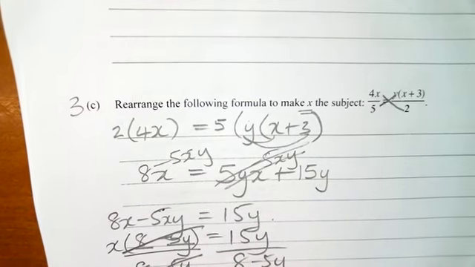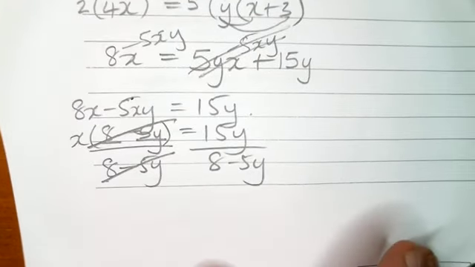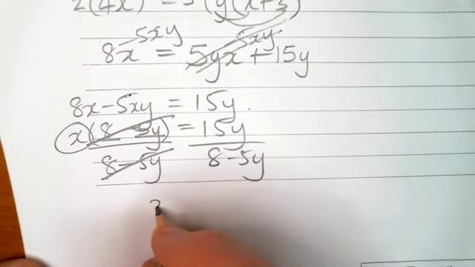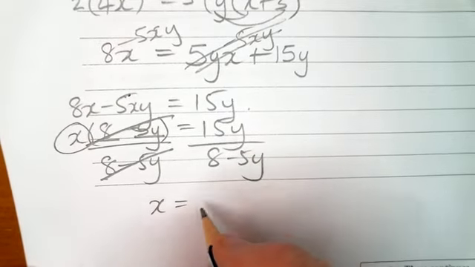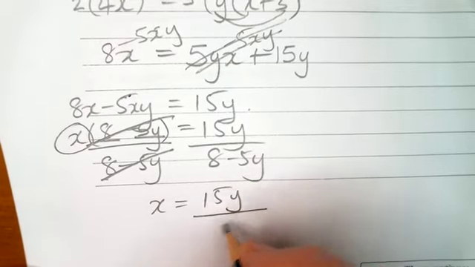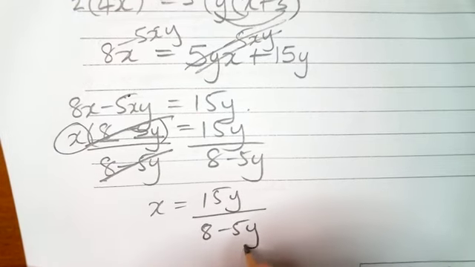Of course, 8 minus 5y divided by 8 minus 5y is 1, leaving me with an x. So x is equal to 15y all on 8 minus 5y.